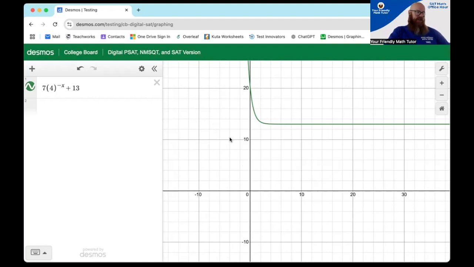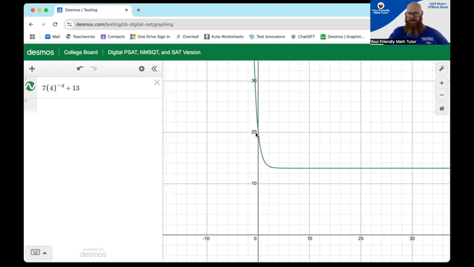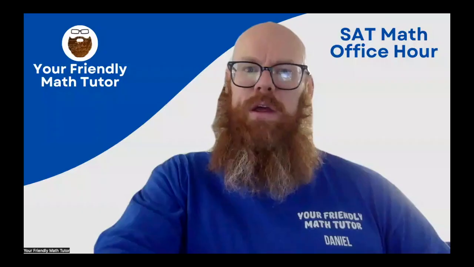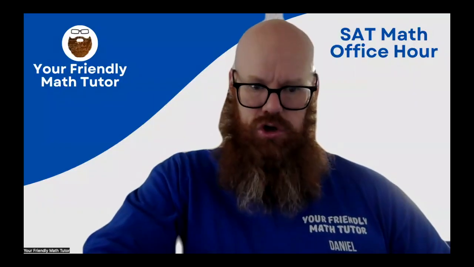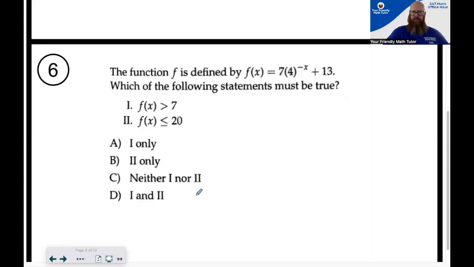Then it says f of x is always, which must be true, less than or equal to 20. Well, 20 is here, and it's clearly above 20, right? It's up here at 30. So only the first one is true. So the answer is 1.